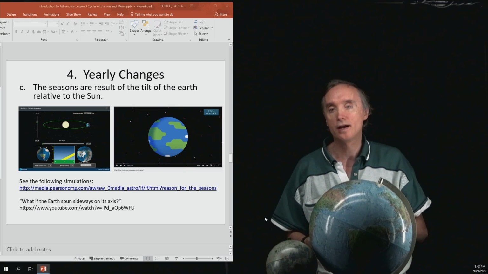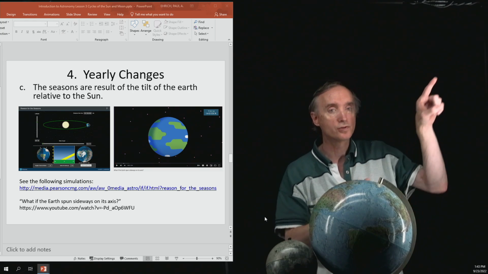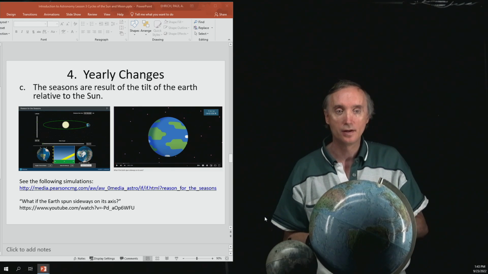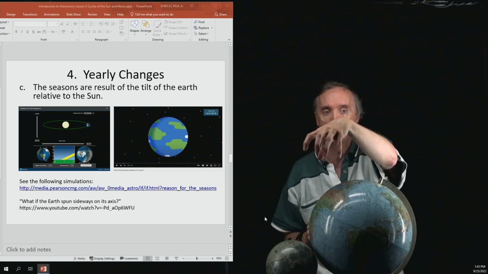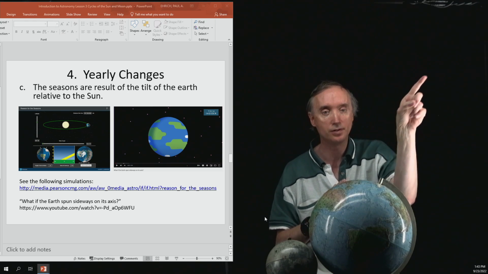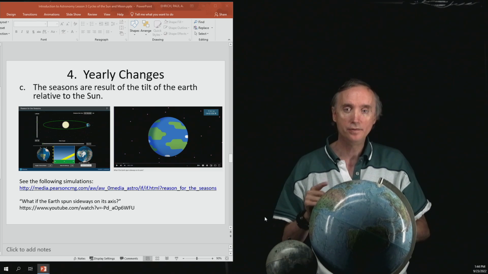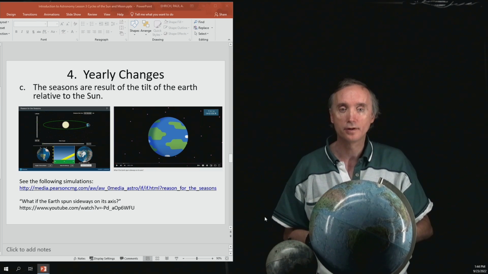Notice that the spin axis is always pointing in the same direction. The spin axis is pointing this way towards Polaris, and as you move it around the Sun, you'll notice that the spin axis is always pointing in the same direction. Then underneath it you see that yellow bar, and the yellow bar represents the rays of the Sun.